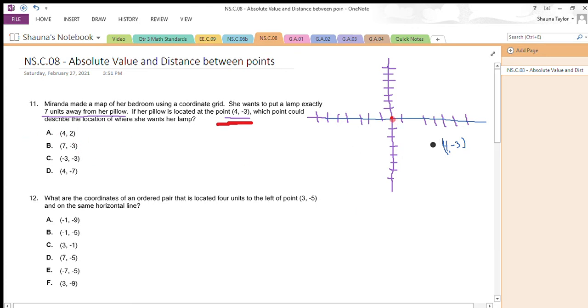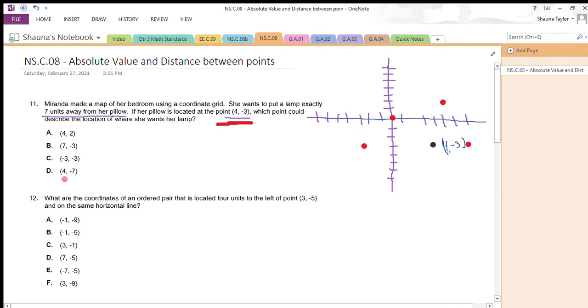So I'm going to start at my origin, and I'm going to count 1, 2, 3, 4, 1, 2. So that's going to be about right there. And then the other one is 7, negative 3. So I'm going to go 1, 2, oh, I forgot one. 1, 2, 3, 4, 5, 6, 7, and negative 3. 1, 2, 3. So that'd be located right there. The next one is negative 3 and negative 3. So I start here, negative 1, 2, 3, negative 1, 2, 3.